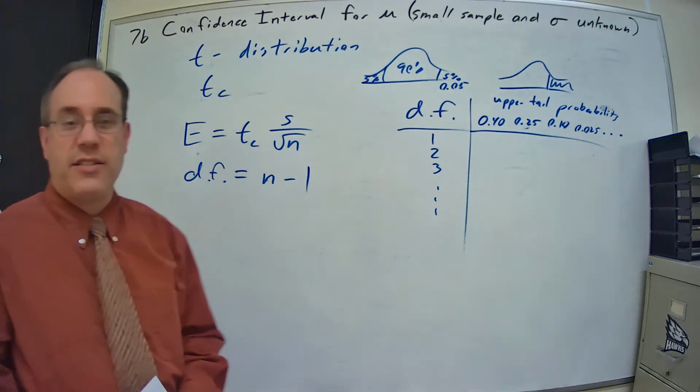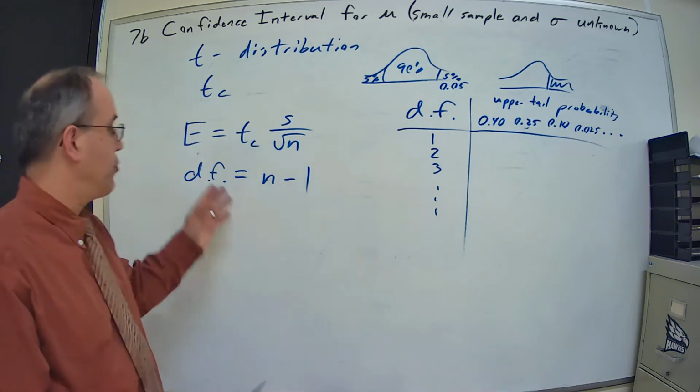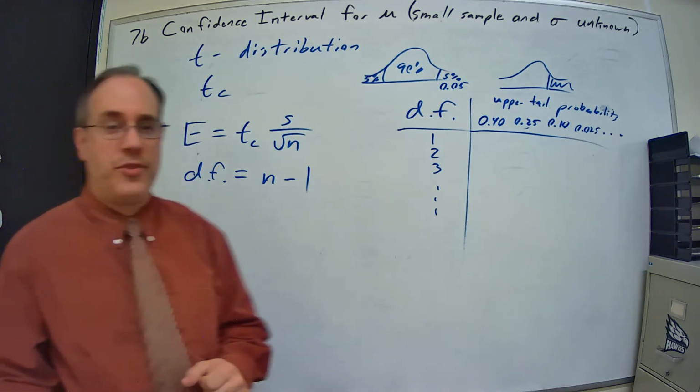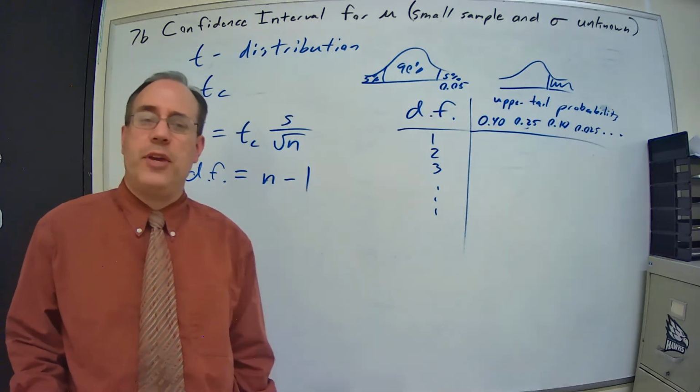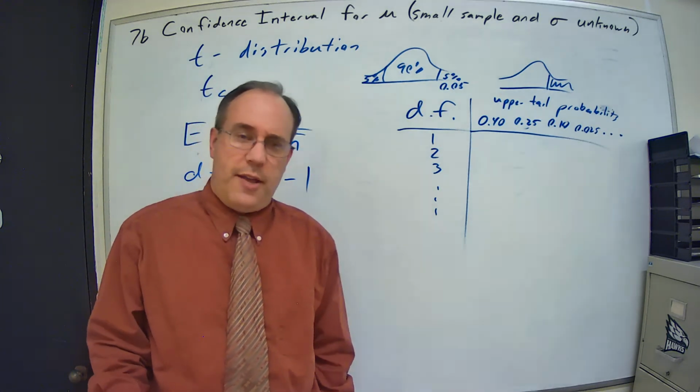So it's one less than our sample size. That's what degrees of freedom is, one less than our sample size. But what does that really mean? Well, let's think of it this way.